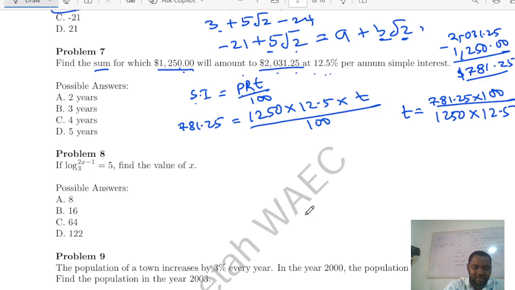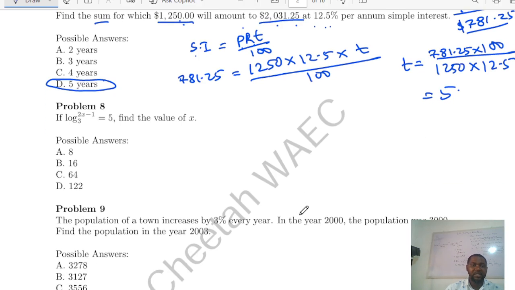781.25 times 100. Now if you don't want to make a mistake, you can multiply the numerator separately and multiply the denominator separately before you divide. Please don't just write it the way you see it there. The answer I just got here is 5, so the answer is 5 years. Very easy. You can see that this question is quite easy.